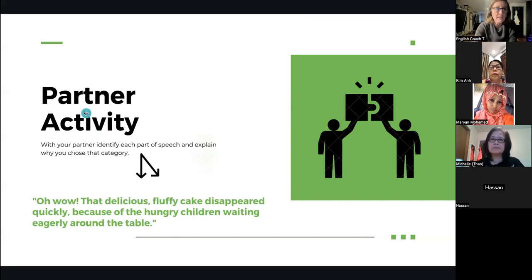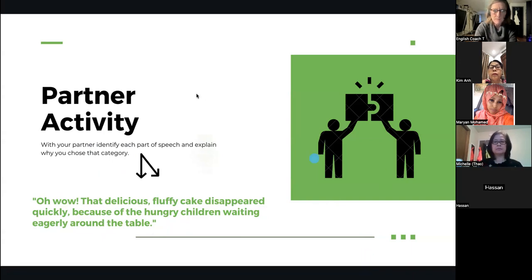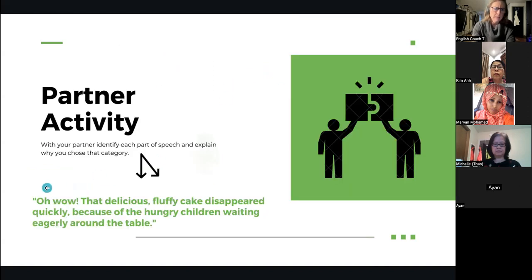So in a partner activity, I'm actually going to put you guys in breakout rooms. I want you to identify each part of speech in this example. Oh, wow, that delicious fluffy cake disappeared quickly because of the hungry children waiting eagerly around the table. So I've got to quickly put you guys into breakout rooms. How many people do we have? Let's see. And you guys can go into a breakout room and discuss with your partner or group, what do you think the parts of speech of this sentence are?